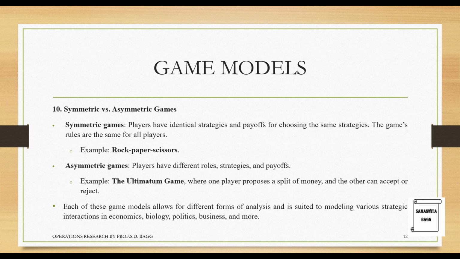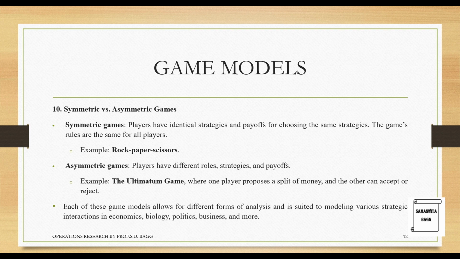The 10th one is symmetric versus asymmetric games. Symmetric games: players have identical strategies and payoffs for choosing the same strategies. The game's rules are the same for all players. For example, rock, paper, scissors. So you have the choice. At the same time, both are going to reveal their cards. So you can just play either rock, paper, or scissors.